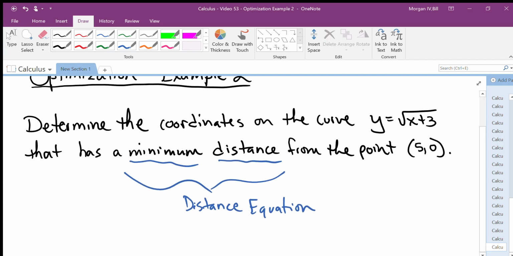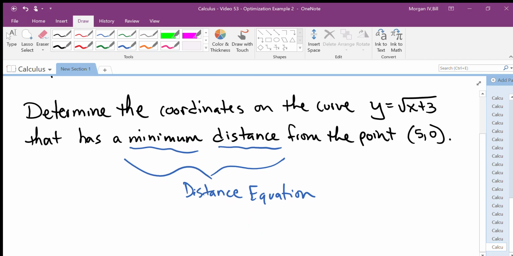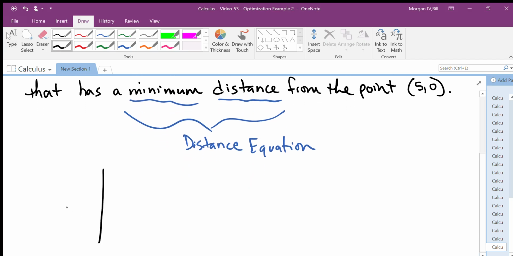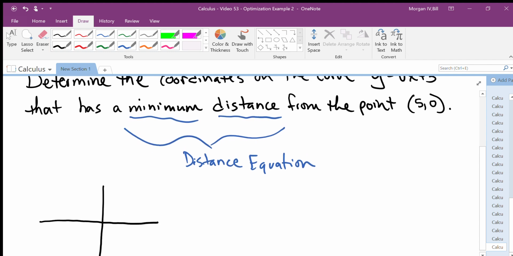All right, so we have the curve y equals the square root of x plus 3. Let's take a quick picture there. y equals the square root of x plus 3. That means we're moving to the left by 3, having a nice square root function that looks kind of like that. And we have the point (5, 0). (5, 0) is going to be somewhere about right here.